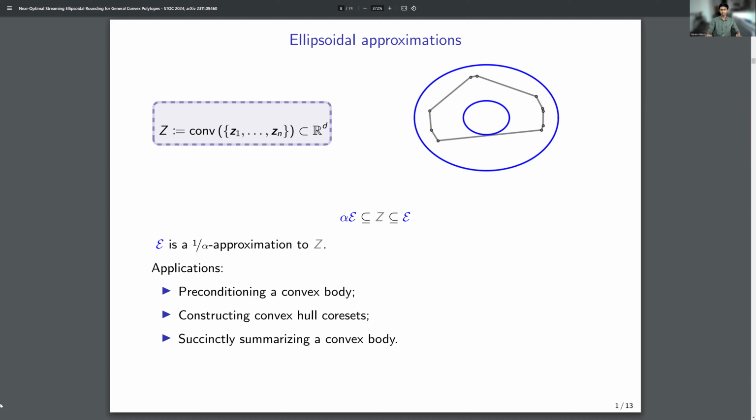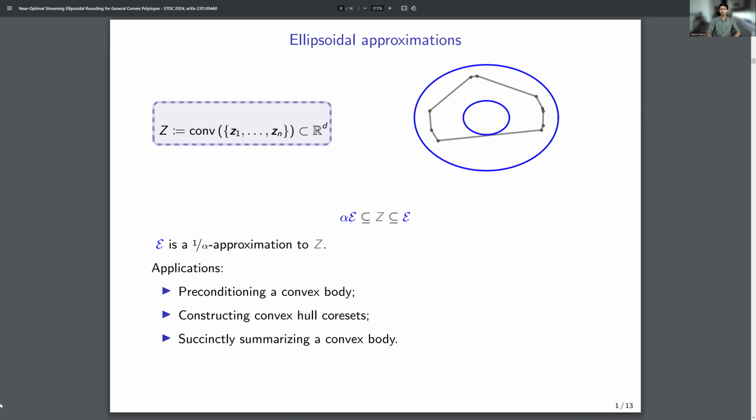So let's imagine the case where n is much bigger than d, and we wanted to write down some description of Z. Writing down Z to full fidelity might require us to write down all the endpoints, and this requires us to actually write down n times d many floating point numbers. But instead, if we had this ellipsoid E, then at least up to this 1 over alpha approximation, we could write down just d squared many floating point numbers and geometrically summarize Z. One way to write down an ellipsoid with d squared many floating point numbers is to just write down all the semi-axes of the ellipsoid along with their lengths.